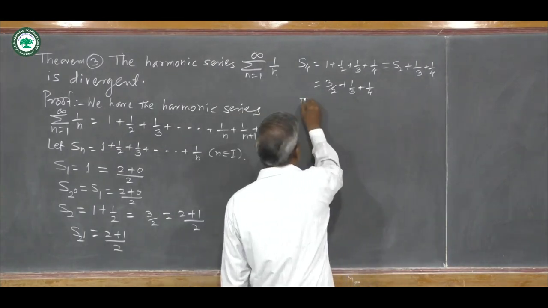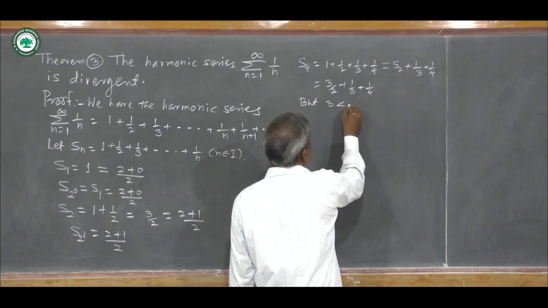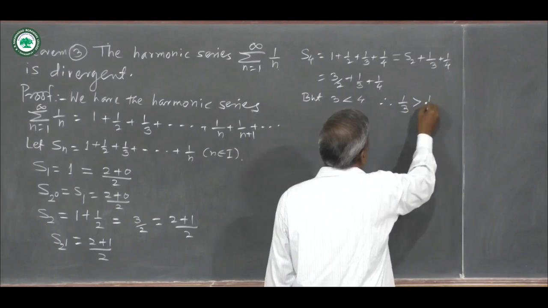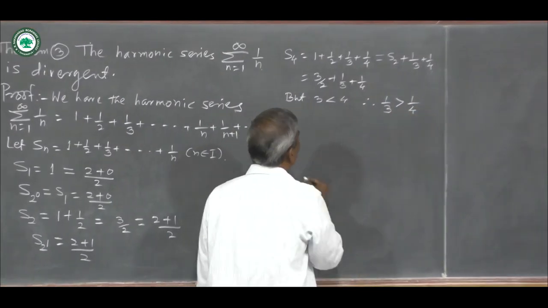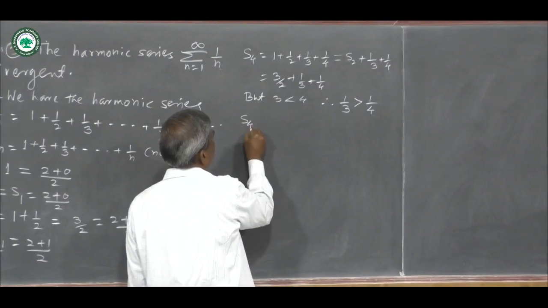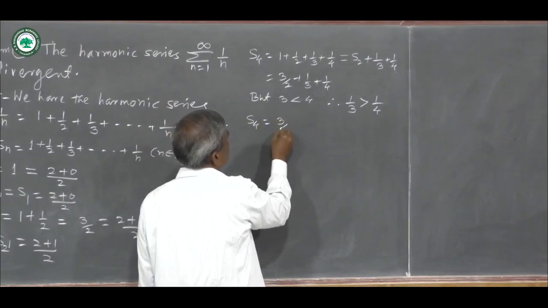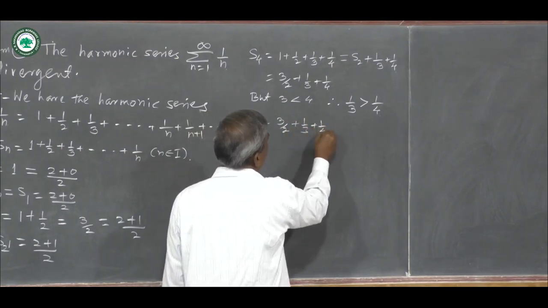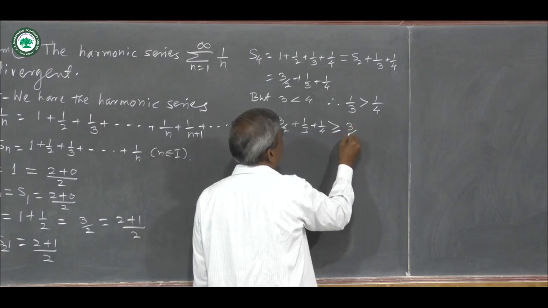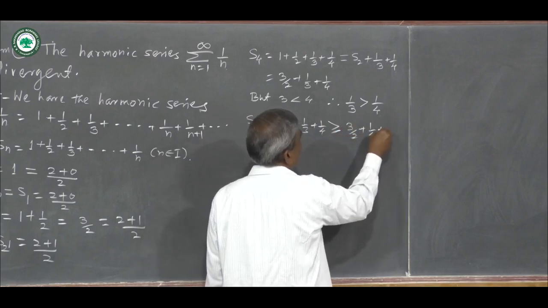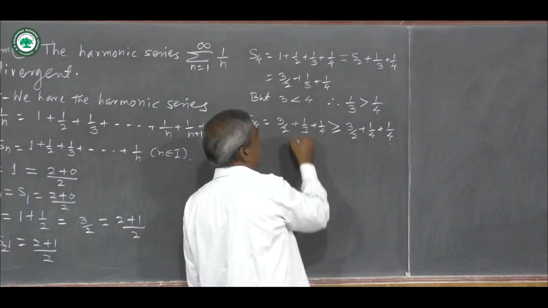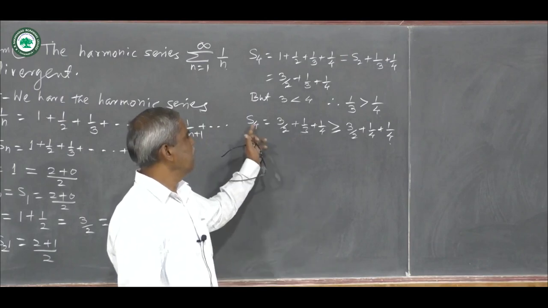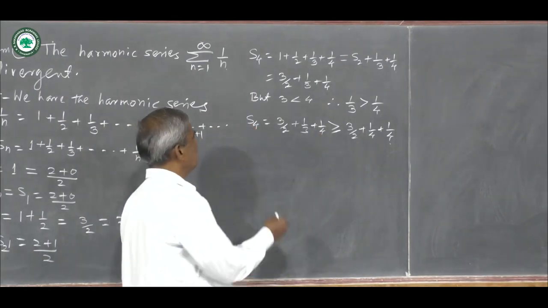But 3 is less than 4. Therefore, 1 upon 3 is greater than 1 by 4. Therefore, S suffix 4 is equal to 3 by 2 plus 1 by 3 plus 1 by 4, which is greater than or equal to 3 by 2 plus 1 by 4 plus 1 by 4. This 1 upon 3 is replaced by 1 by 4.